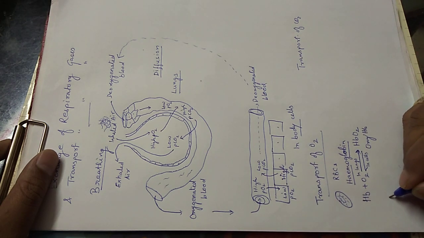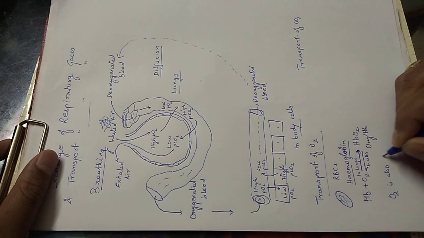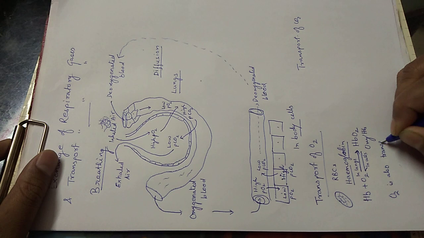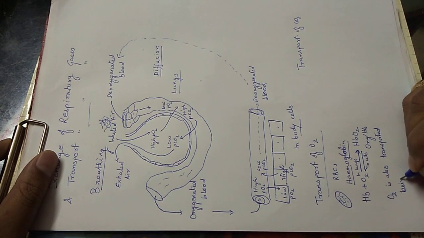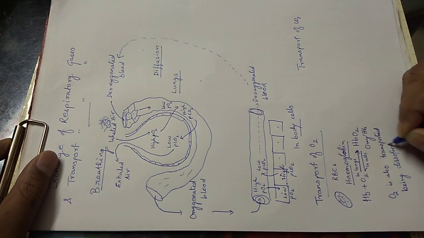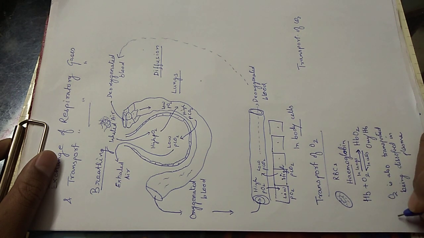However, a little amount of oxygen is also transported by being dissolved in blood plasma. So these are the two ways by which oxygen is transported.